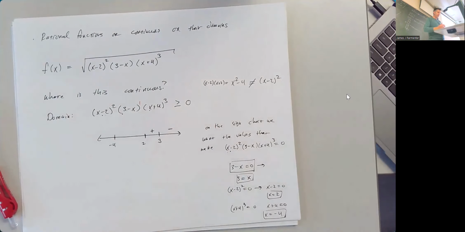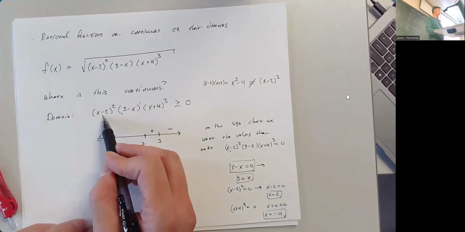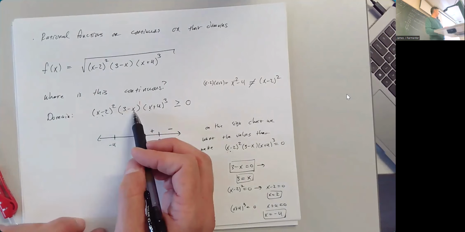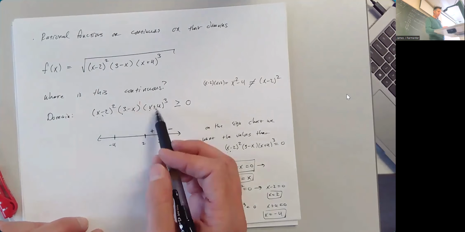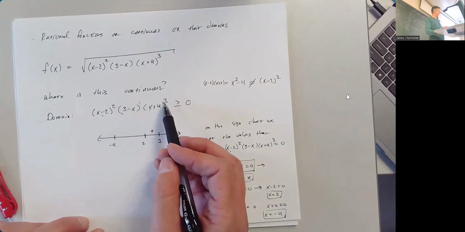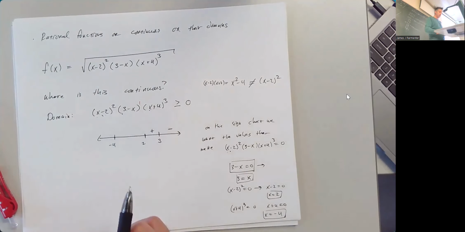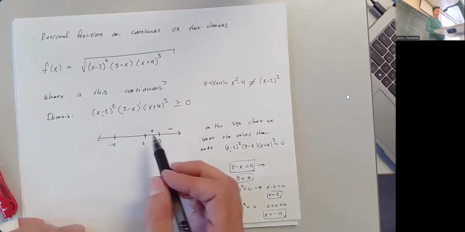Let's check. If I pick a number like 2.5, 2.5 minus 2 is positive. A positive number squared is still positive. 3 minus 2.5 is also positive. And 2.5 plus 4 cubed is also positive. And a positive times a positive times a positive is positive. Great. Okay, let's look at what happens over here.